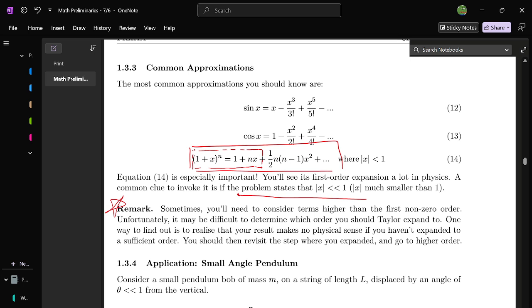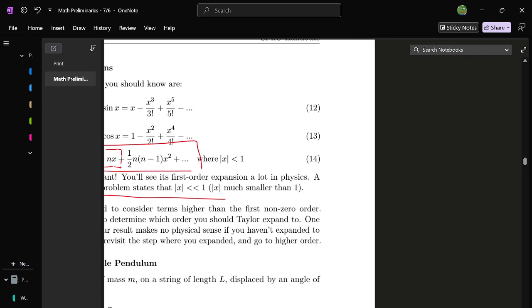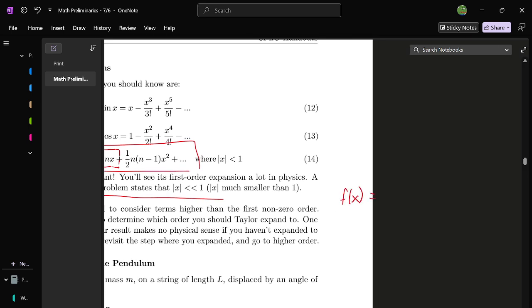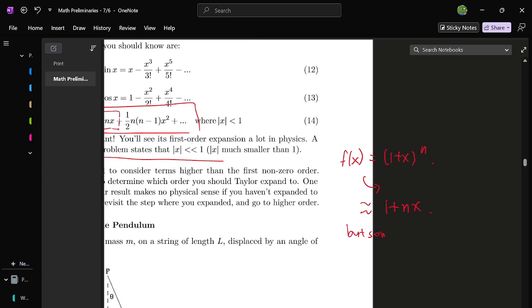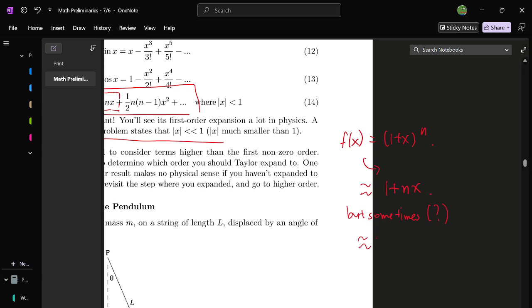Okay, so this remark is what I was talking about earlier. Sometimes you need to consider terms higher than the first non-zero order. What this means is that sometimes, for example, if you're dealing with 1 plus x to the power n, well, most of the time you just approximate it as this. But sometimes, and you might be asking, what are these sometimes? You might need to approximate it to this.